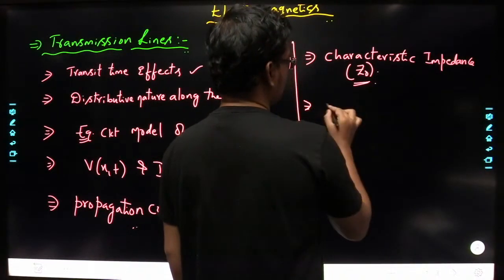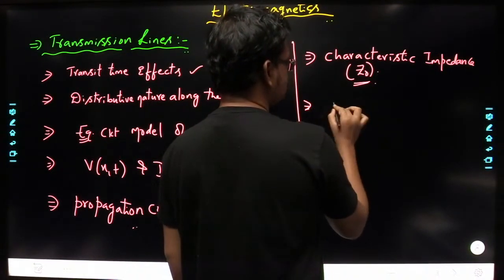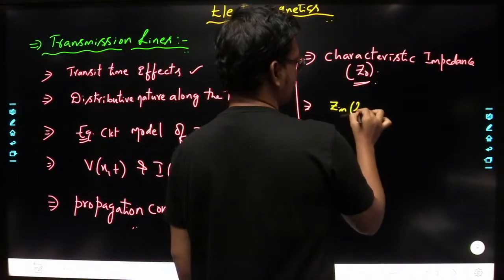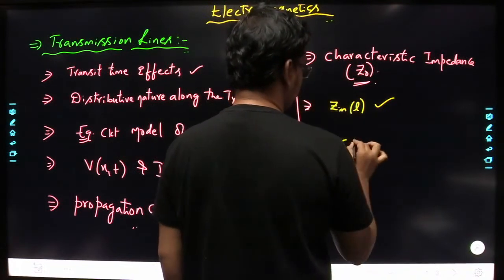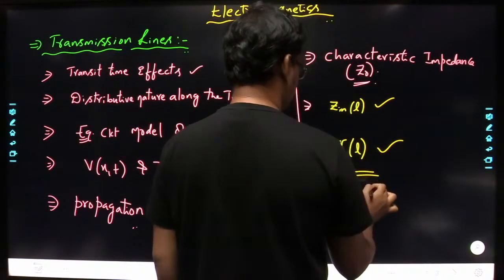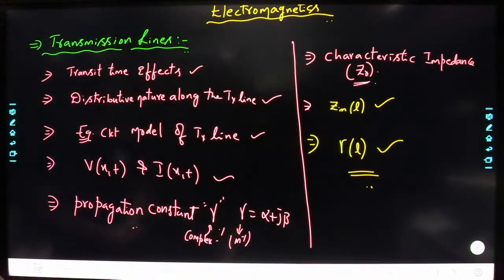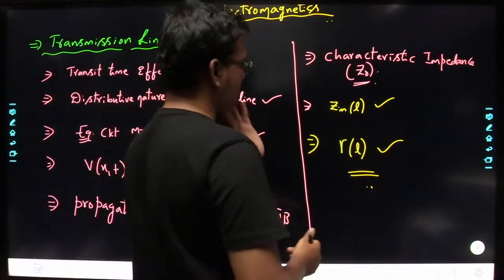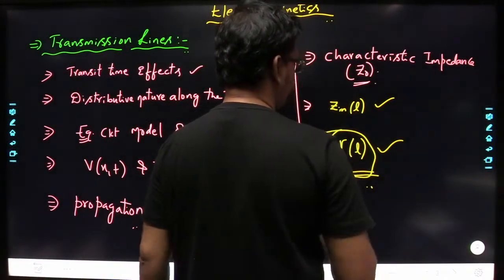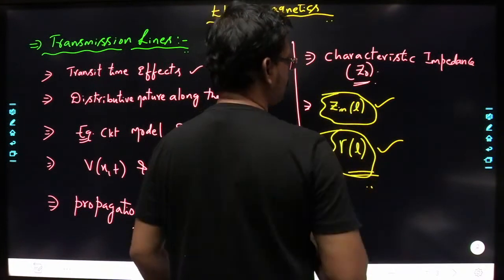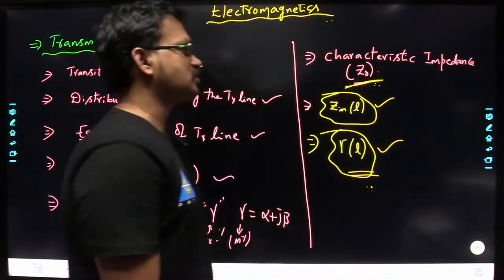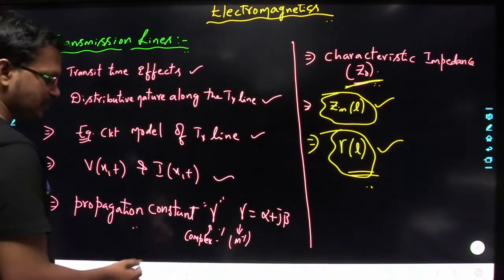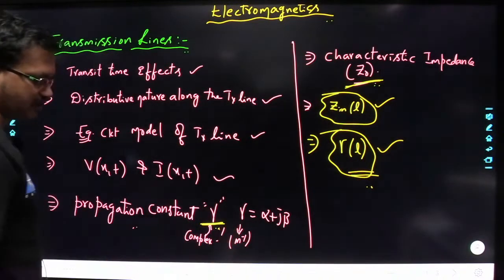After characteristic impedance we have studied the input impedance. We have seen the expressions for input impedance on the transmission line. Next we have studied reflection coefficient on the transmission line, gamma of L. These are the topics that we have covered. So we got the expression for reflection coefficient, the expression for Zin of L, that is input impedance seen on the transmission line, the expression for characteristic impedance Z0, and also the expression for propagation constant, that is gamma.